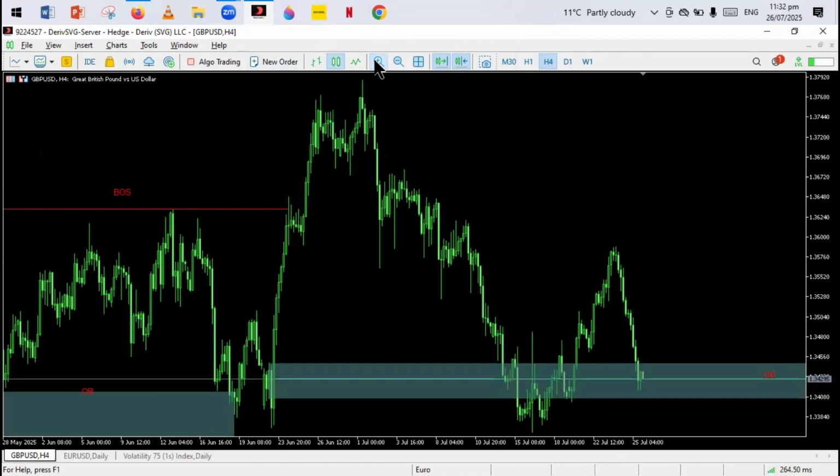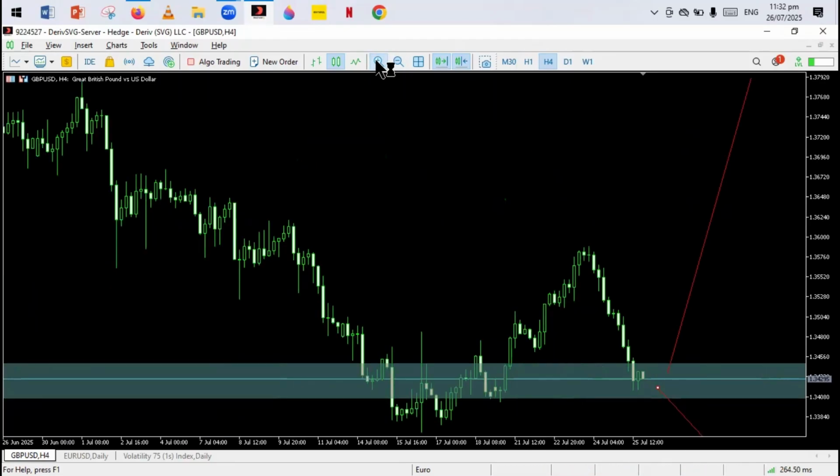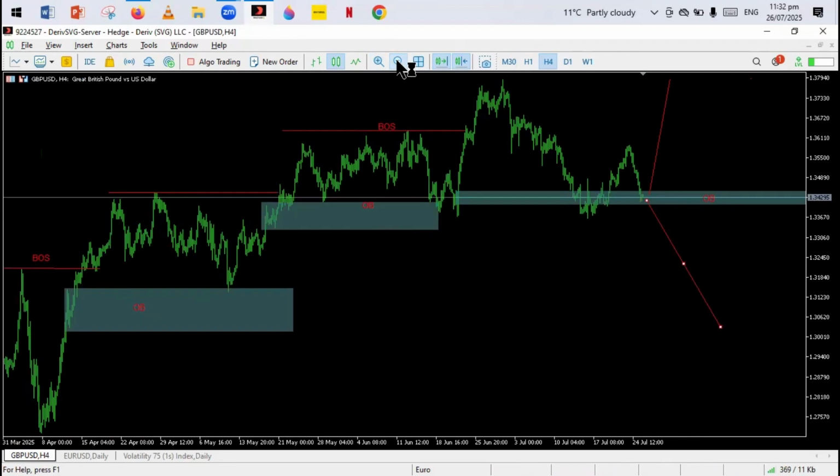So for GBP USD, we can expect price to continue buying or break this order block and continue selling. One can expect that on GBP USD. But yes, that is how the strategy works.